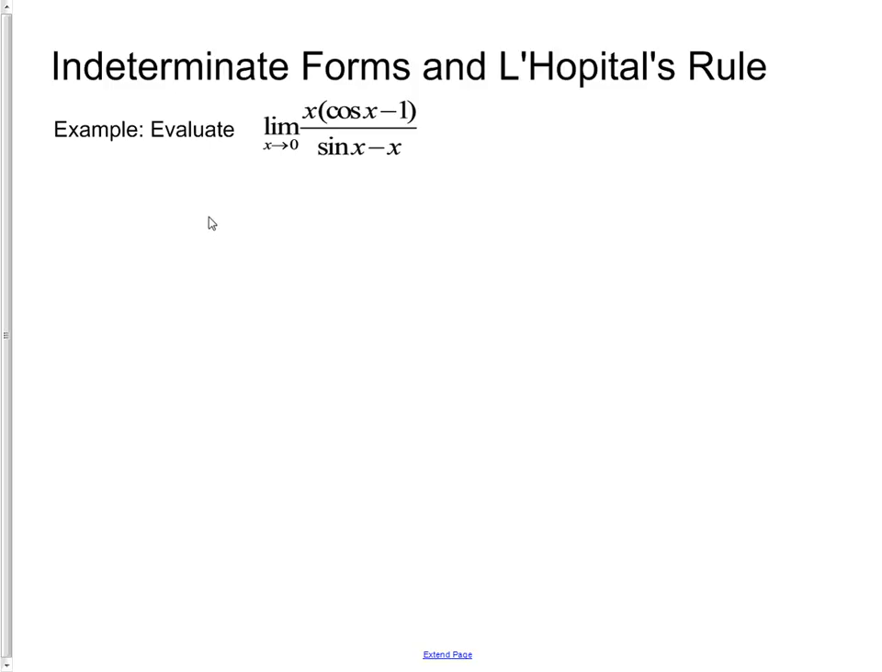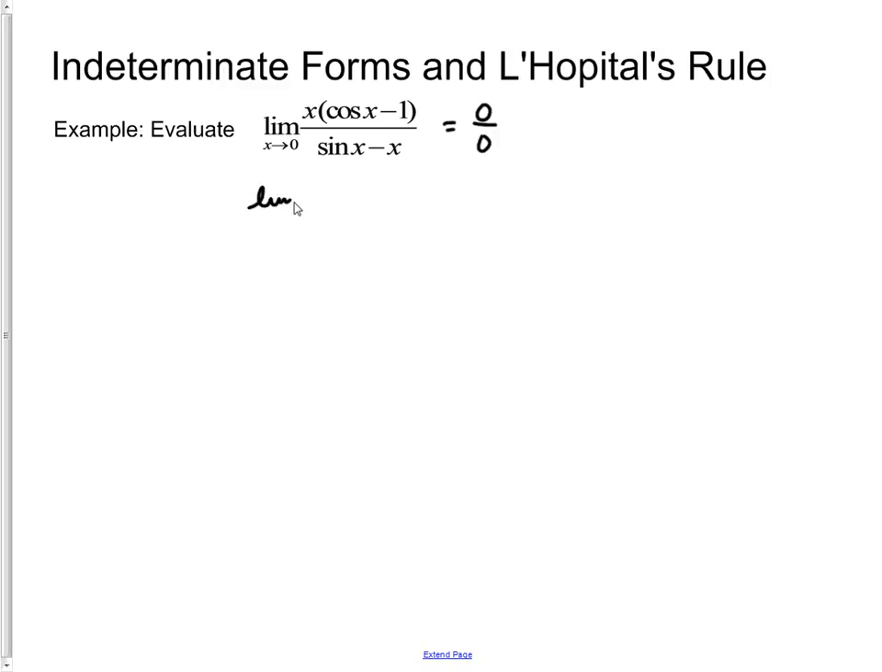All right, so let's try a really difficult looking, thorny kind of limit. We've got x times the cosine of x minus 1, as x approaches 0, over sine of x minus x. We certainly know this is going to be an indeterminate form by substitution. So what we're going to have to use is L'Hopital's rule, which told us take the derivative of the numerator and denominator. Well, all right, let's do that.